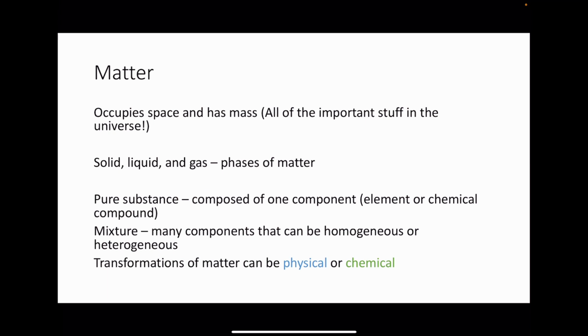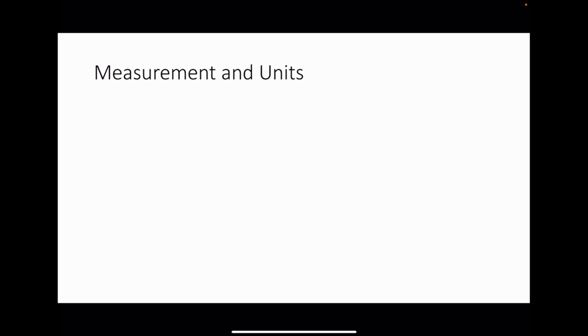And if we're transforming matter, like in chemistry, we like to look at transformations of matter. They can be physical. For example, if you're changing from a solid to a liquid or from a gas to a solid and so forth, that's a physical transformation. Or it can be chemical. So maybe if you're changing from a pure substance to a mixture or to a different pure substance, so you make a chemical change.